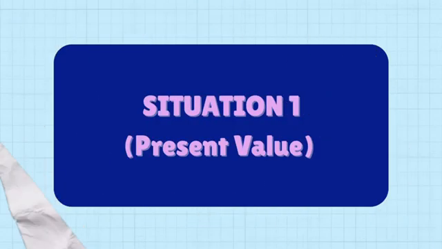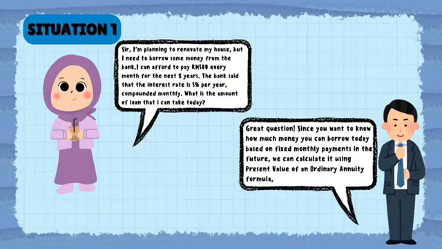Now, let's look at the first situation, which is to find the present value. In this situation, Sarah is planning to renovate her house, but she needs to borrow some money from the bank. She can afford to pay 500 Malaysian ringgit every month for the next 8 years. The bank said that the interest rate is 5% per year, compounded monthly. What is the amount of loan that Sarah can take today?